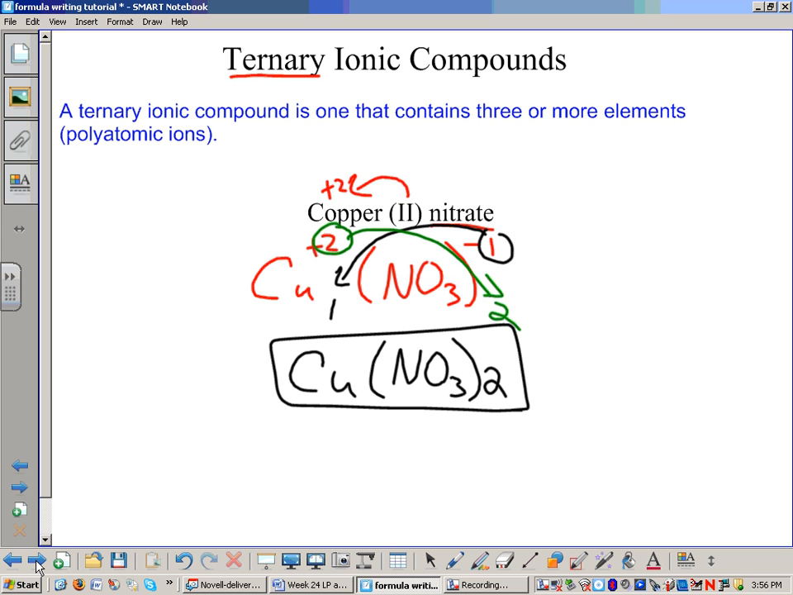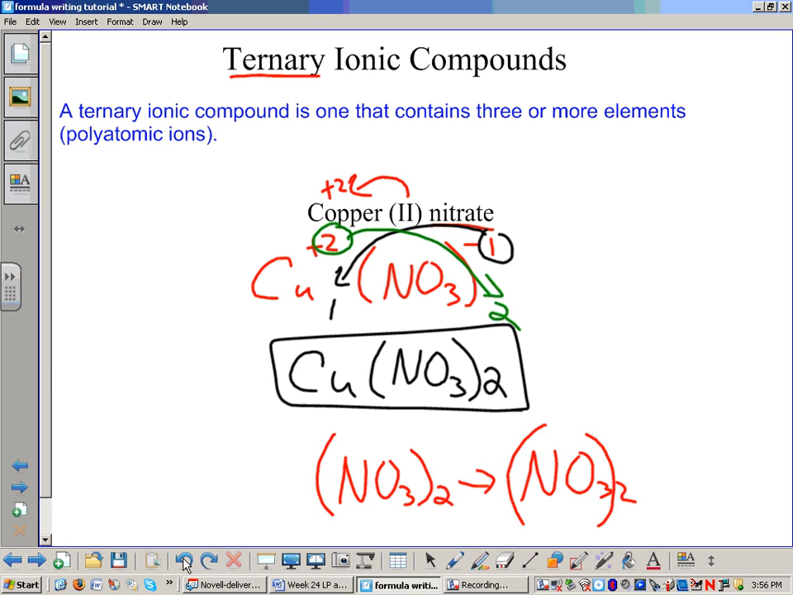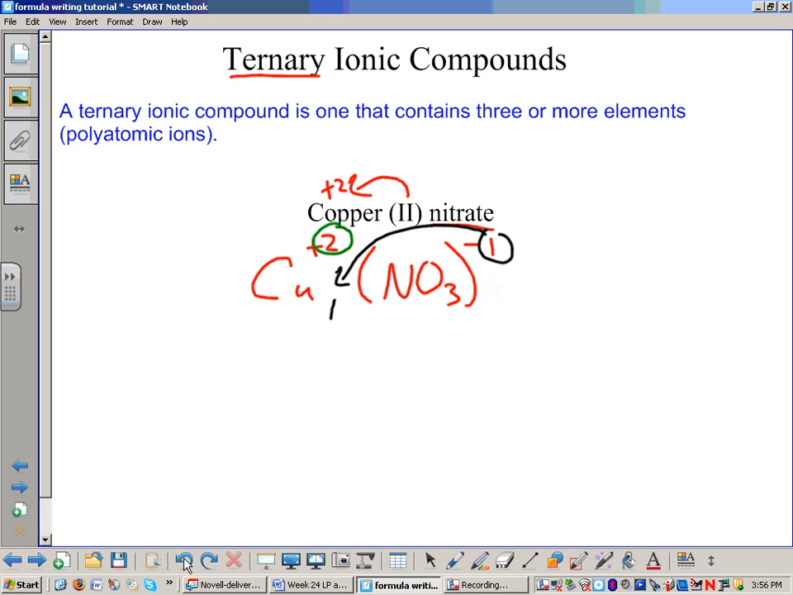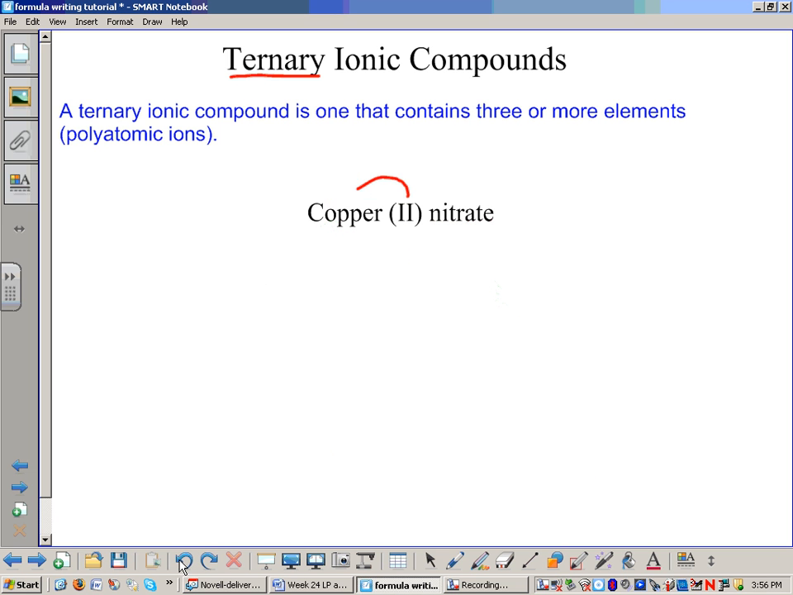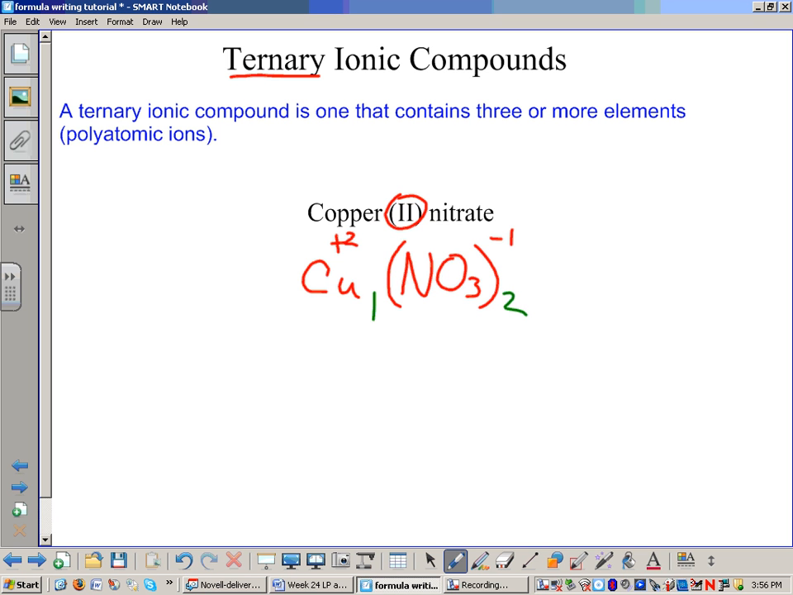So what did we do here again? Let's go back through one more time real quick. We took the symbol for copper. We know that it's a plus 2 charge from our Roman numeral. We took the symbol for nitrate from our polyatomic ion sheet. We know it's a negative 1 charge. Cross and drop, Cu1, NO3, 2. We bring that down and rewrite it without the 1, of course.